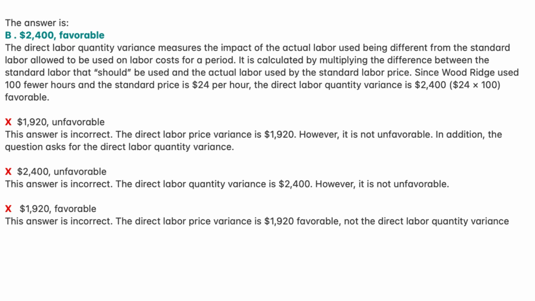$2,400, favorable. The direct labor quantity variance measures the impact of the actual labor used being different from the standard labor allowed to be used on labor costs for a period. It is calculated by multiplying the difference between the standard labor that should be used and the actual labor used by the standard labor price. Since Woodridge used 100 fewer hours and the standard price is $24 per hour, the direct labor quantity variance is $2,400, $24 times 100, favorable.